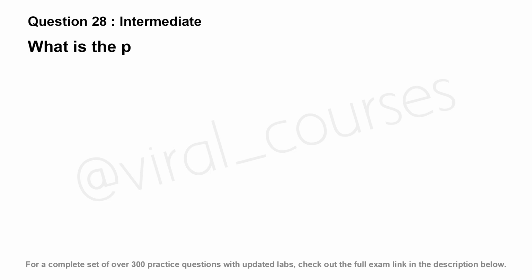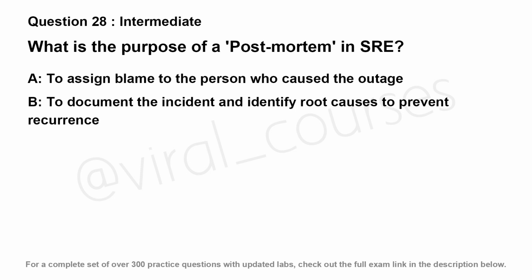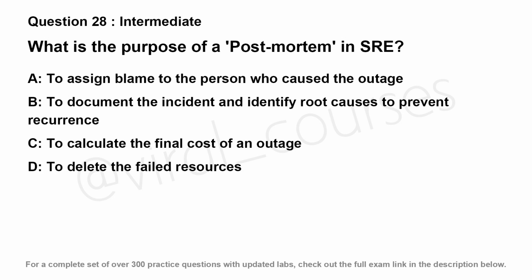What is the purpose of a post-mortem in SRE? Option A, to assign blame to the person who caused the outage. Option B, to document the incident and identify root causes to prevent recurrence. Option C, to calculate the final cost of an outage. Option D, to delete the failed resources.